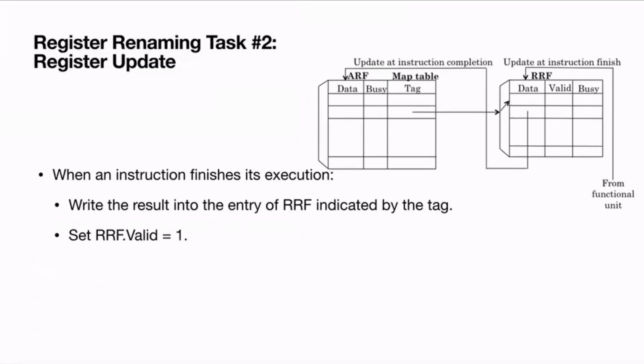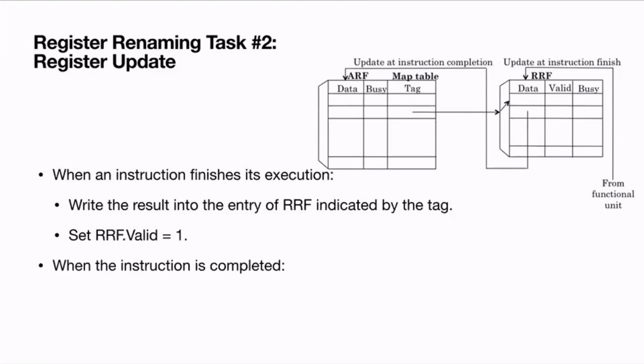So we forward the data from the functional unit to the corresponding entry in the RRF, because that is specified by the tag. Wherever the tag entry is matched in the RRF, at the corresponding value location, we put the data. And once we put the data, we set the valid bit to 1, indicating that now the data field in this particular entry is actually holding the correct value. That is what is indicated by valid bit 1.